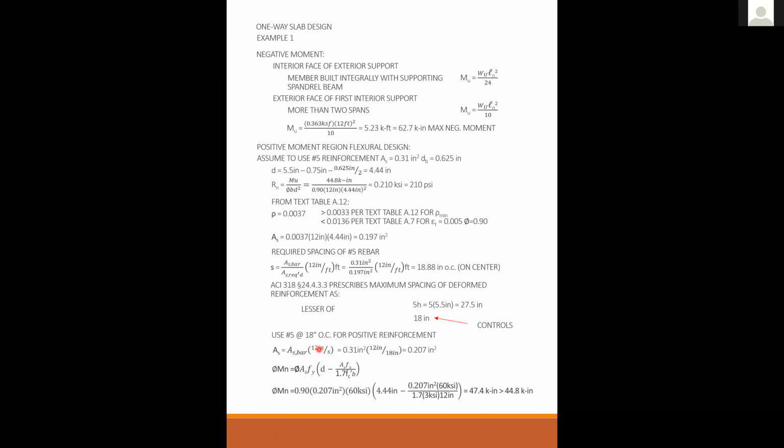Professor, does the nominal moment in this case come out like 47.4 kip-inch per foot? It is. And our design moment was 44.8 kip-inch. That too was per foot. Technically, everything we're doing is per foot, because we chose a 12-inch wide strip to design to. Right. Okay. That makes sense.